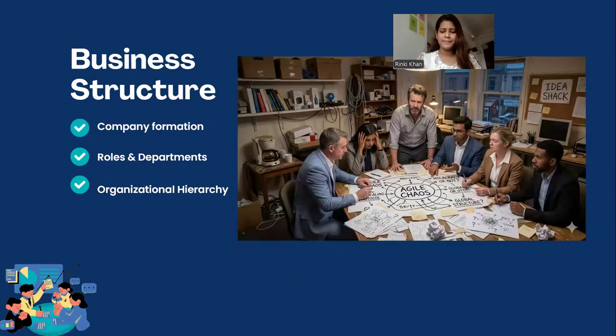In business structure, we start from the company formation, like making sure all your legal documentation is up to date. Then, what type of entity your business is. This basically comes under company formation. Then we set up roles and departments, and we set up the organizational hierarchy. So this is basically the business structure model.